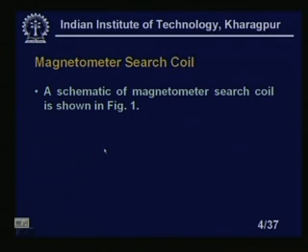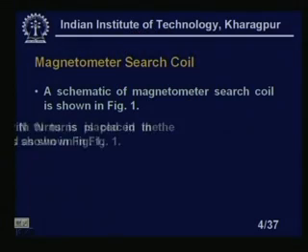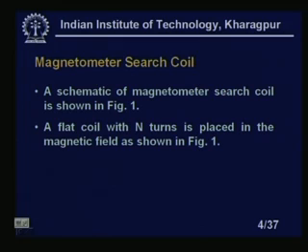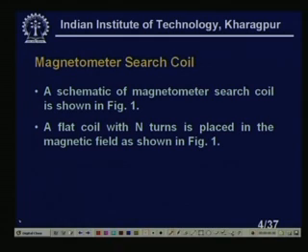The schematic of the magnetometer search coil is shown in figure 1, as already shown. A flat coil with n turns is placed in the magnetic field as shown in the figure. This is a flat coil, please note. The coil can be of two types, as you know. What is that flat coil? Let us go back and see. The flat coil means like this.